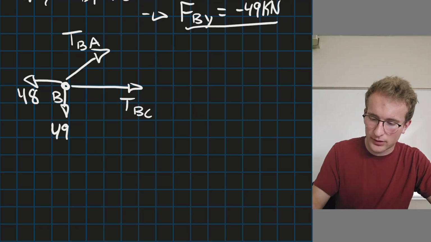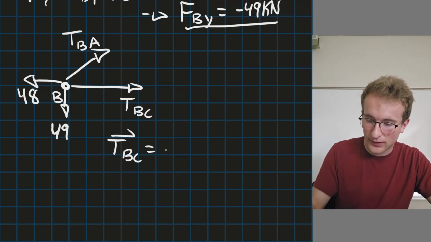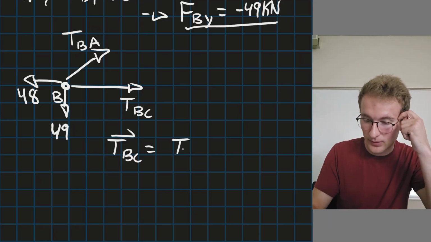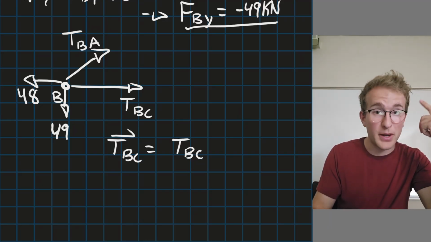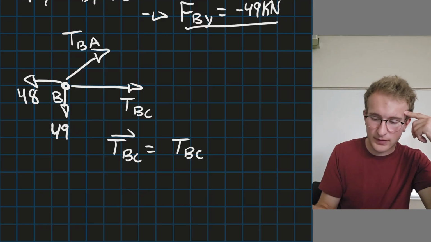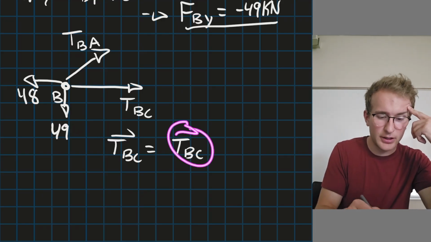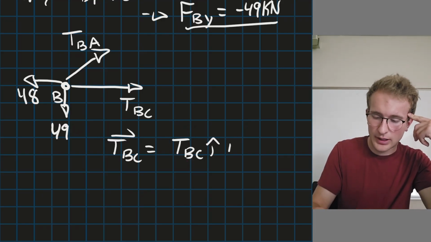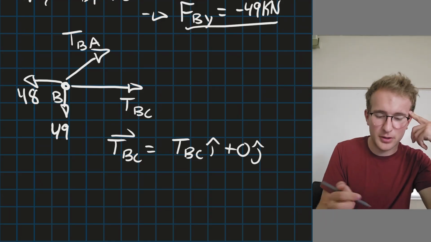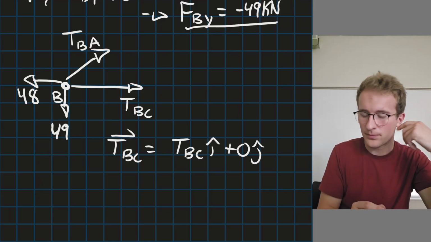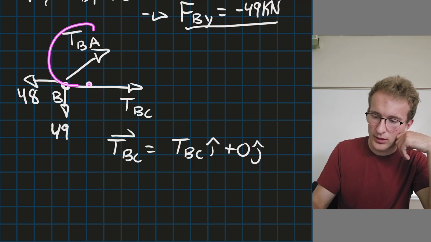So it's pretty clear that the vector TBC is just its magnitude, TBC, just without the vector, in the I hat direction and 0 in the J hat direction. Okay, how about this one?